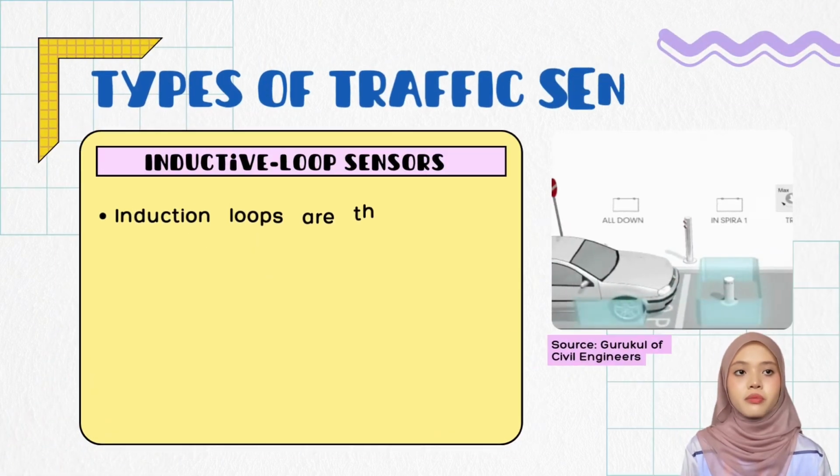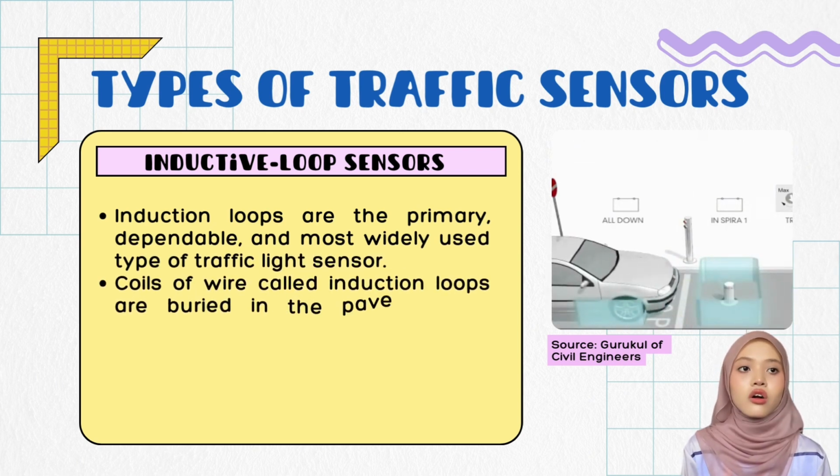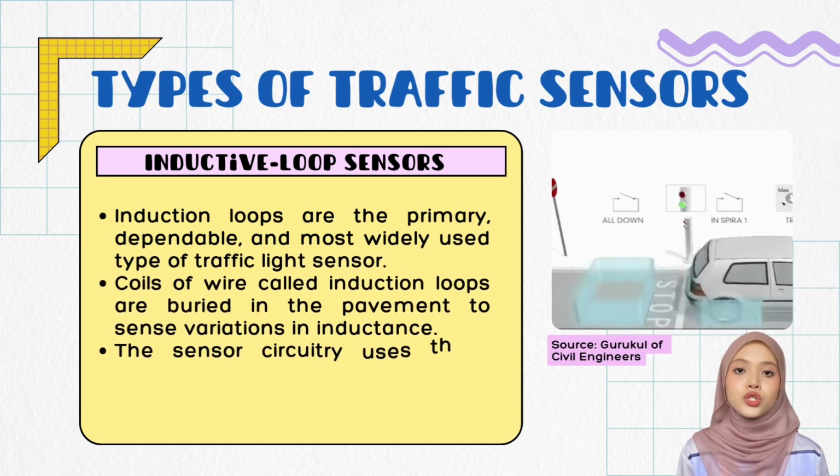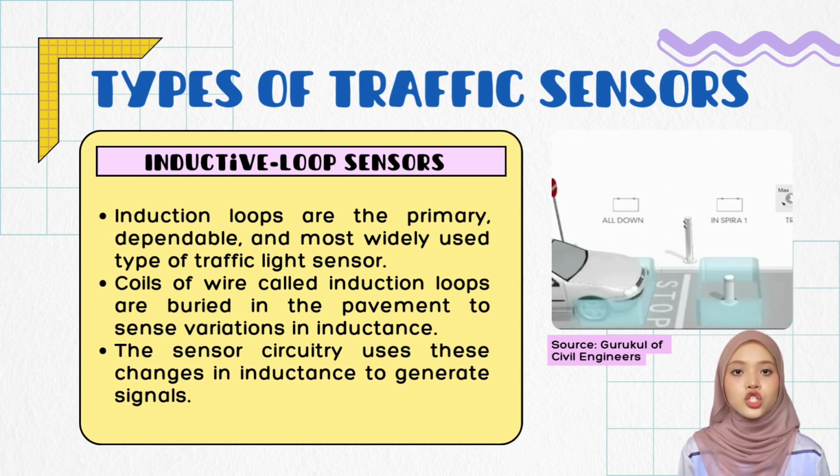Firstly, induction loops are the primary, dependable, and most widely used type of traffic light sensors. Coils of wire called induction loops are buried in the pavement to sense variations in inductance. The sensor circuitry uses these changes in inductance to generate signals.